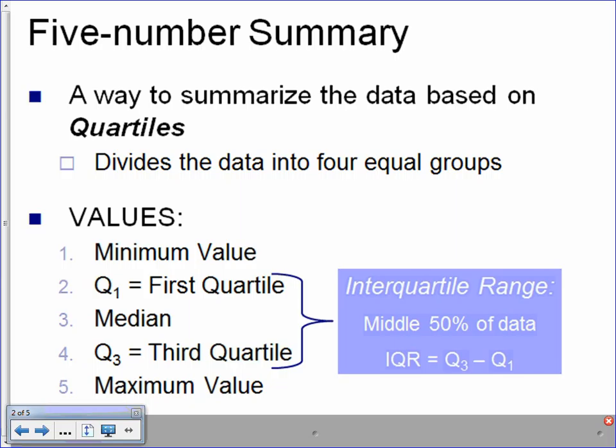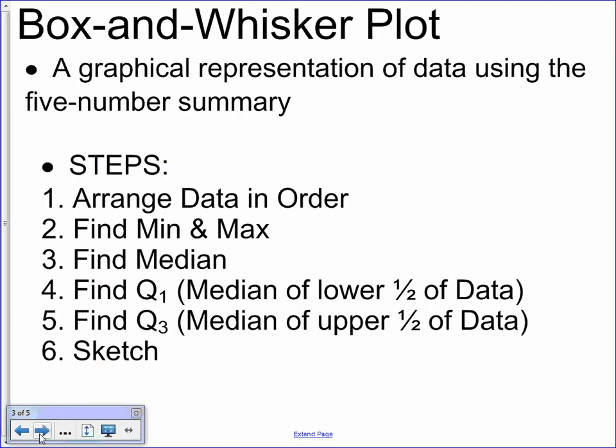Okay? So this next slide is going to tell you how to take these 5 numbers and make a box and whisker plot. So I would definitely write down the steps to the box and whisker plot. Okay. The box and whisker plot is the visual representation of the 5-number summary. So I have 6 steps listed to creating the box and whisker plot.